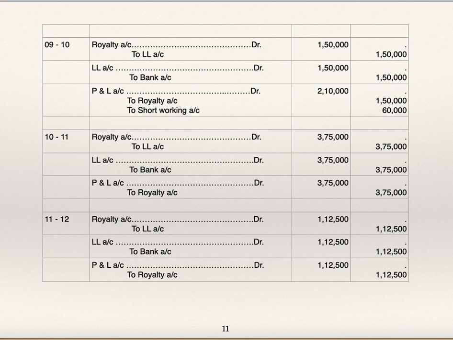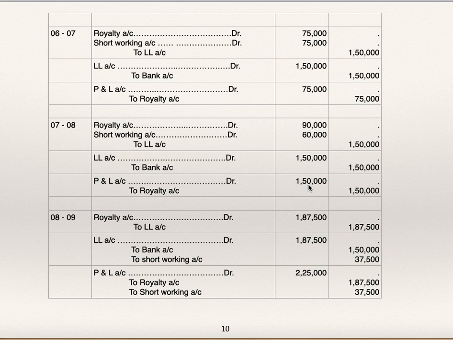So this is how entries are to be passed. Only thing is for the year 7-8, profit and loss to royalty should be 90,000. By mistake 1,50,000 has been typed here, so just rectify the mistake. Now I will show you how to prepare ledger accounts.